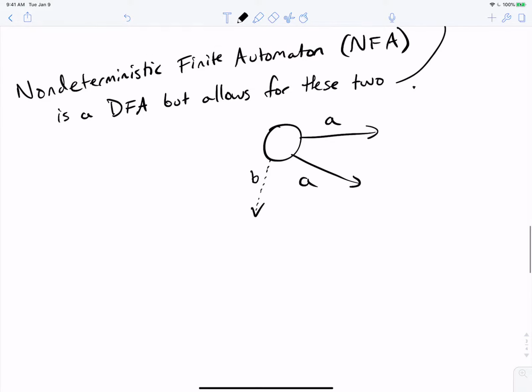Okay, any questions on what the model is?